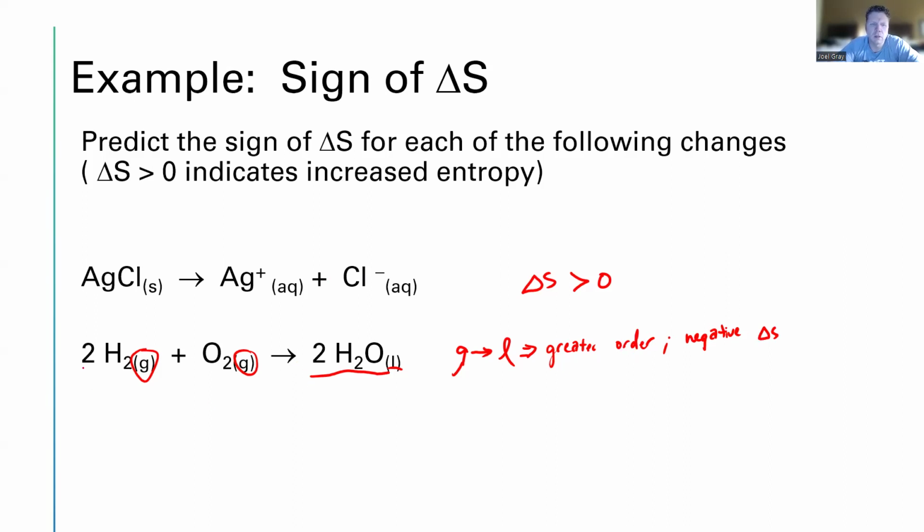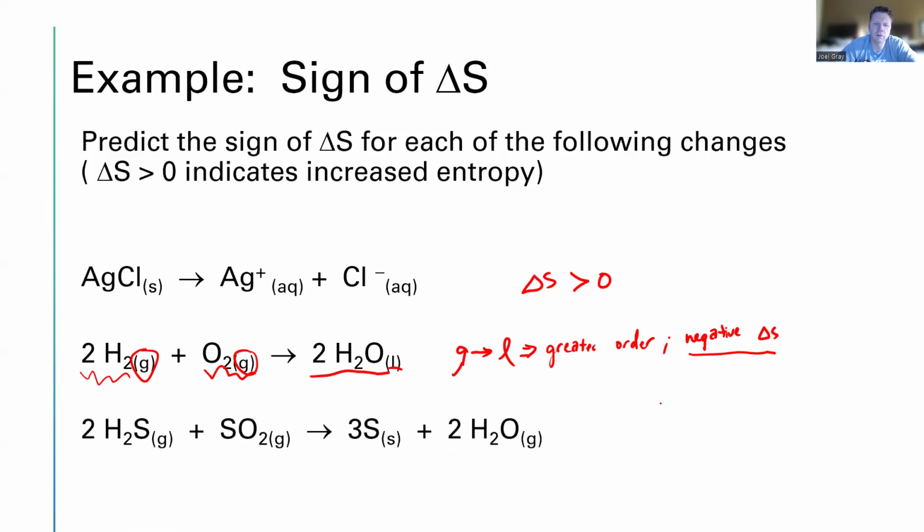In addition to that, we have 2 moles of the gas plus 1 mole of the gas that make 2 moles of liquid. Okay, so we're going from 3 things down to 2 things. That is also going to be contributing to a negative delta S. That system became more ordered.